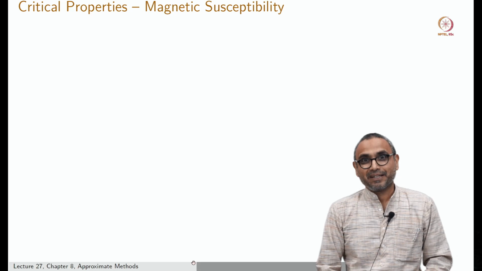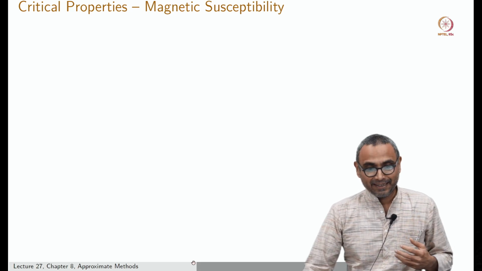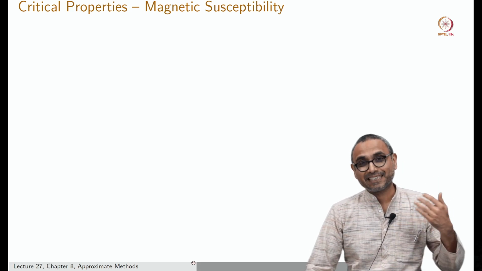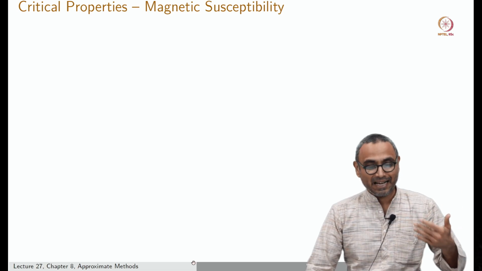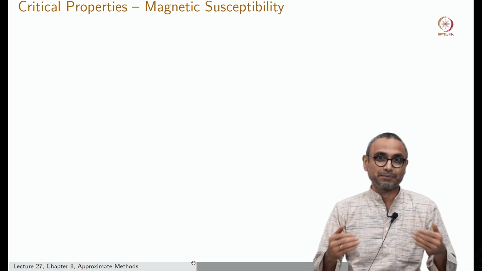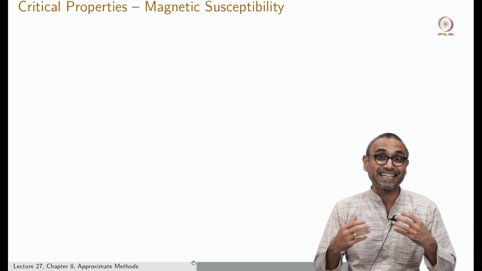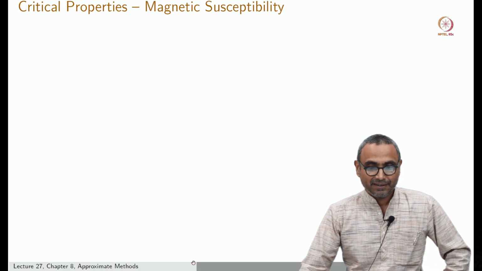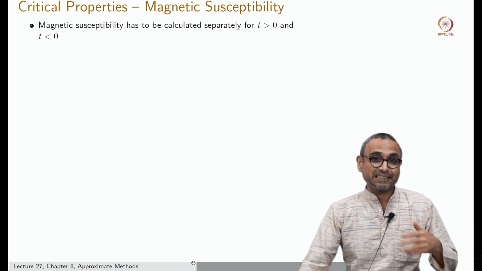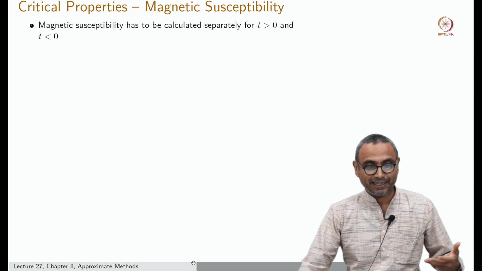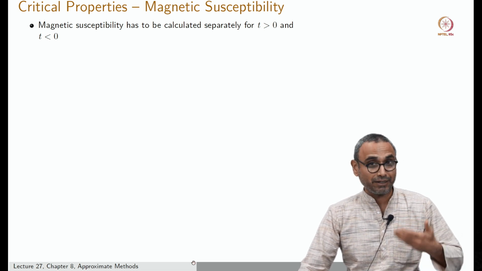Okay. So we have looked at the critical properties associated with the order parameter and the specific heat. So let us push along and try to see whether we can study the magnetic susceptibility. This is a very nice exercise for you to do. I will show you some results, but you should definitely work these out.